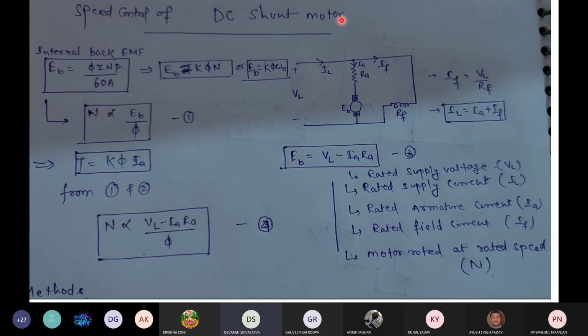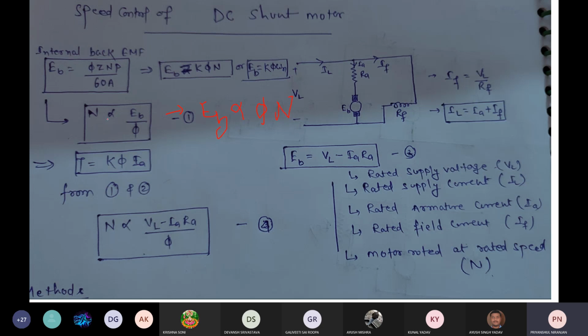Sir, armature resistance and field resistance. Good. Actually you have seen here, this is the part, this one. Actually I'm getting this part, one equation and second equation. So first one, you have this equation from that: EB is proportional to phi into N.